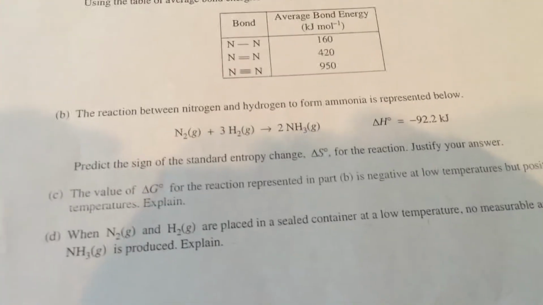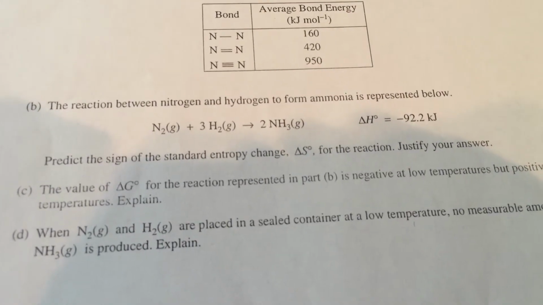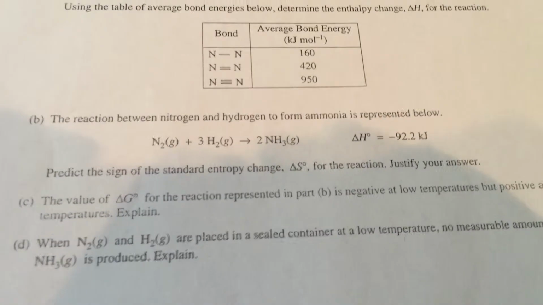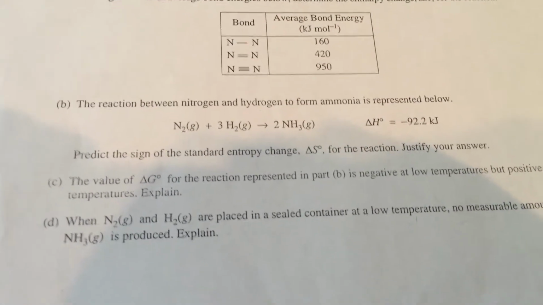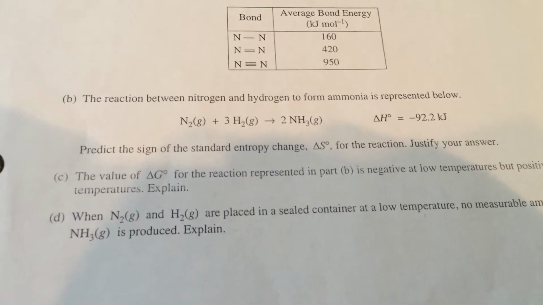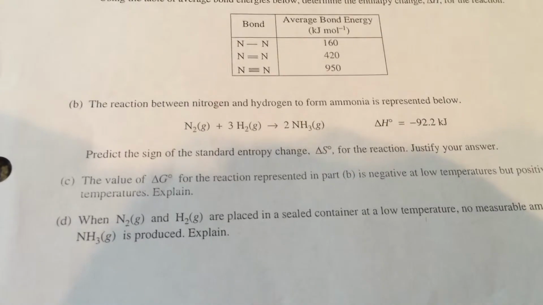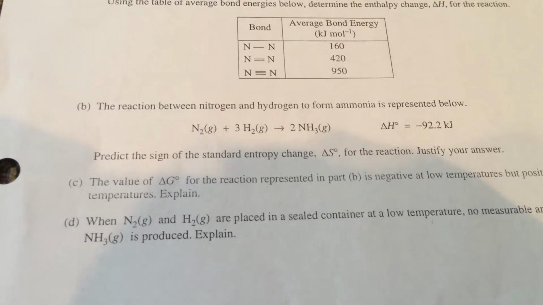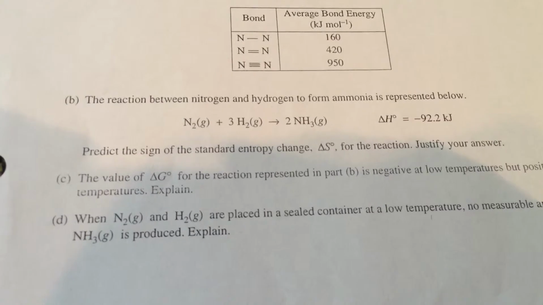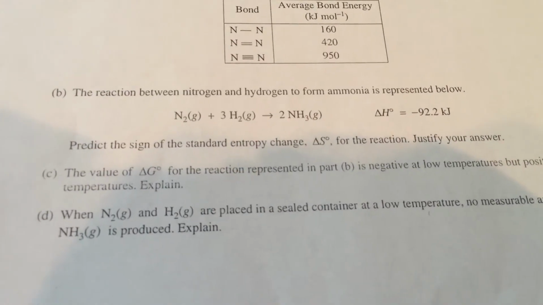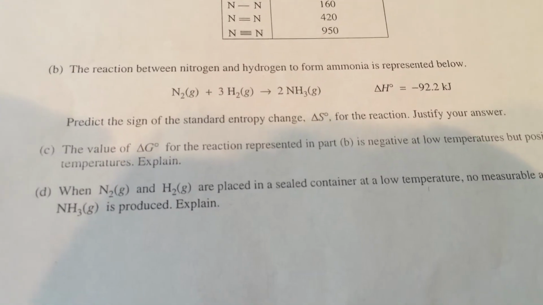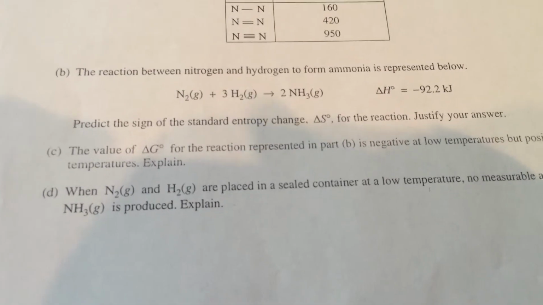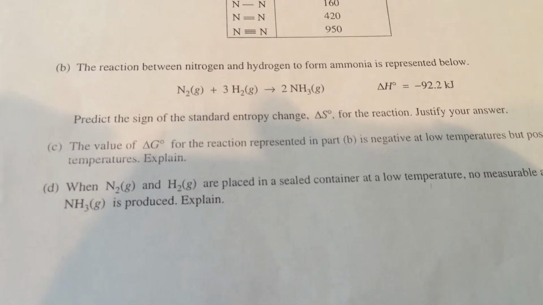And here's part B. The reaction between nitrogen and hydrogen to form ammonia is represented below. N2 gaseous plus 3H2 gaseous yields 2 ammonia molecules in the gaseous form. And the change in enthalpy would be negative 92.2 kilojoules. And it has to predict the sign of standard entropy change, which is delta S, for the reaction and justify your answer. So part B over here.